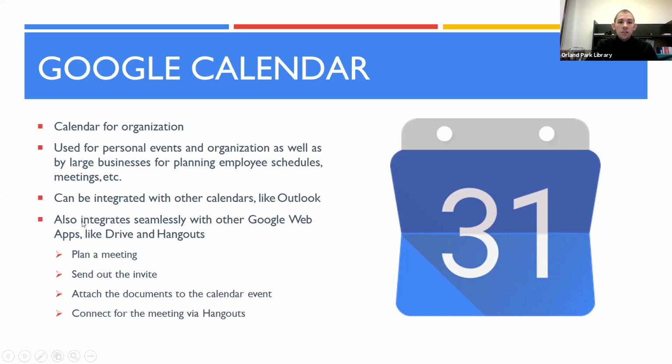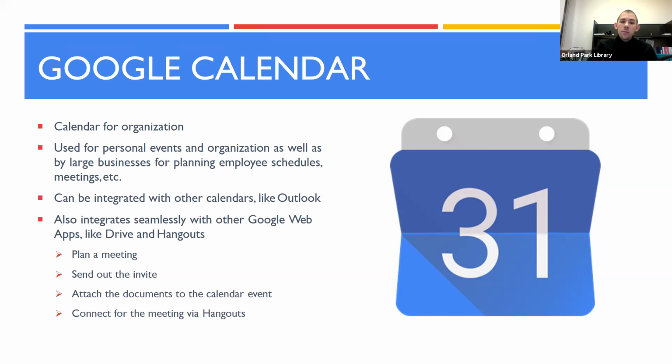And then it also integrates seamlessly with Google web apps like Drive and Hangouts. You can plan a meeting, send out an invite, attach the documents on the calendar event, and also connect for the meeting via Hangouts. What that means is that in the app itself, when you're going through the calendar, you can set up a meeting. You can send invites to whoever you have linked to your Google account or other email addresses that have Gmail extensions and so forth. And then you can attach documents to a calendar event. Say if you make Google Docs or Word, you can attach it to the actual date as well, so people can find that easily.